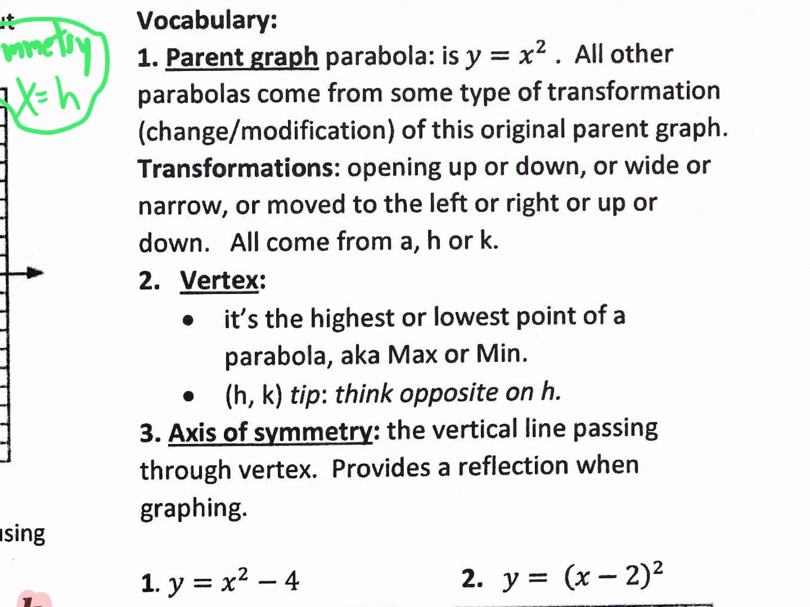We also talked about the axis of symmetry. That's the vertical line passing through the vertex, and it provides a reflection when graphing. You're going to love the axis of symmetry once we actually get to graphing.